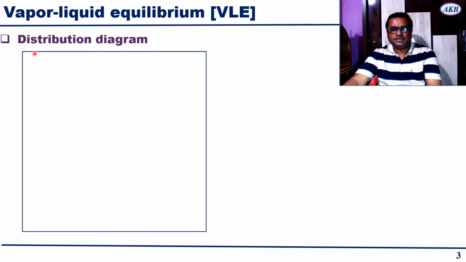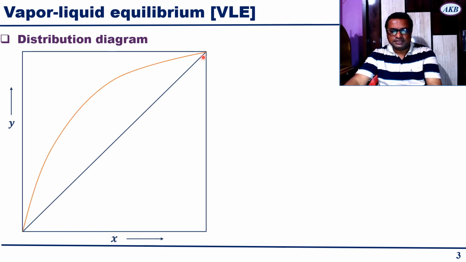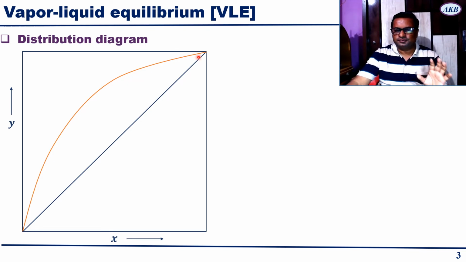Let us see how the distribution diagram looks. You have x plotted on the x-axis and y plotted on the y-axis, and for reference we are drawing this diagonal line over here. The actual plot of y versus x is this red curve. This curve is called the distribution curve, and we call this diagram the distribution diagram.